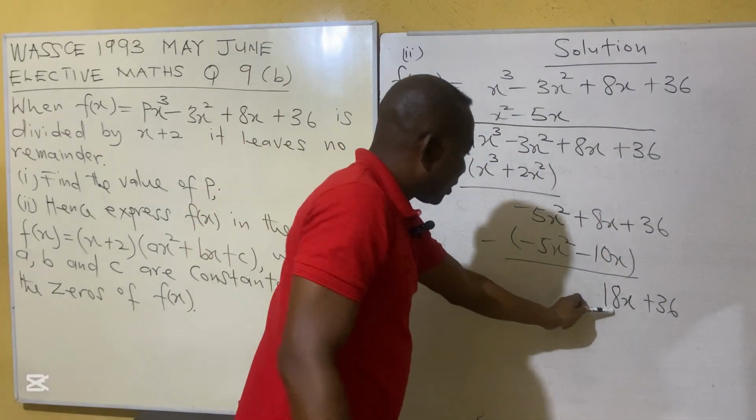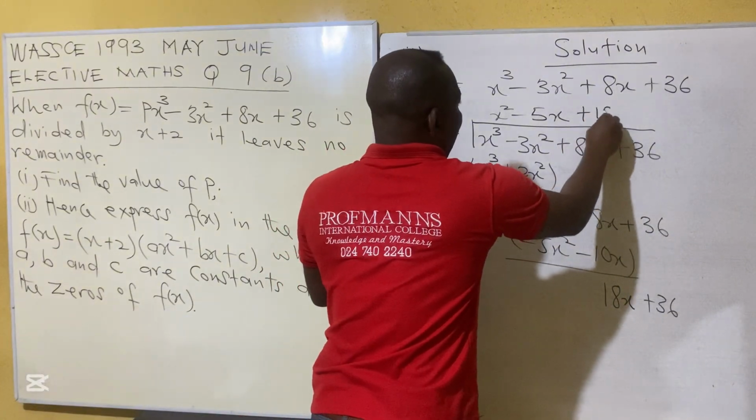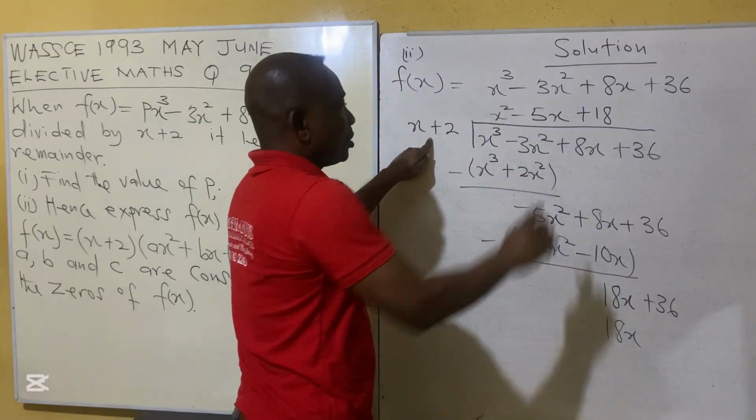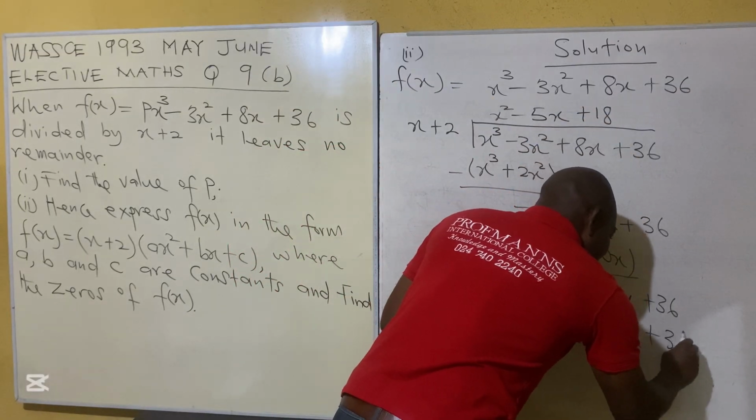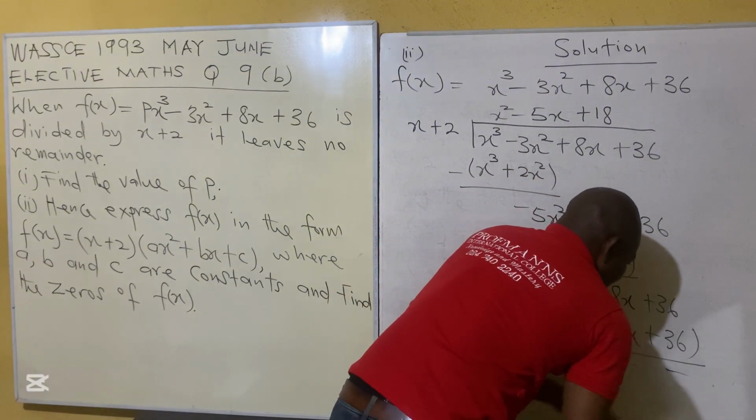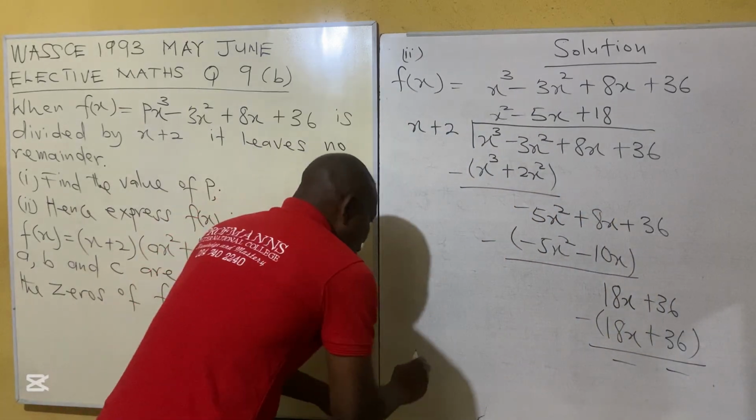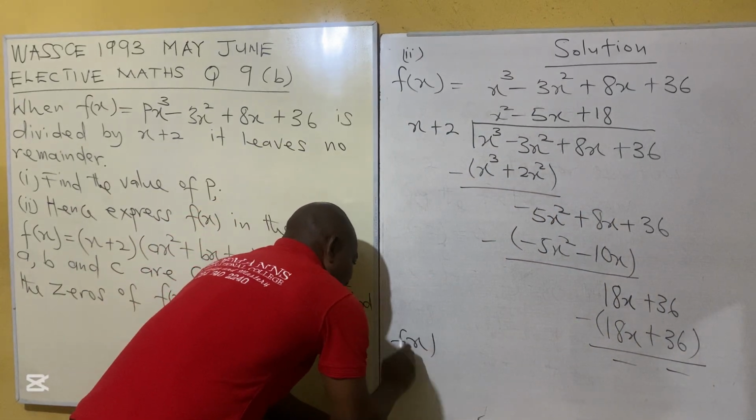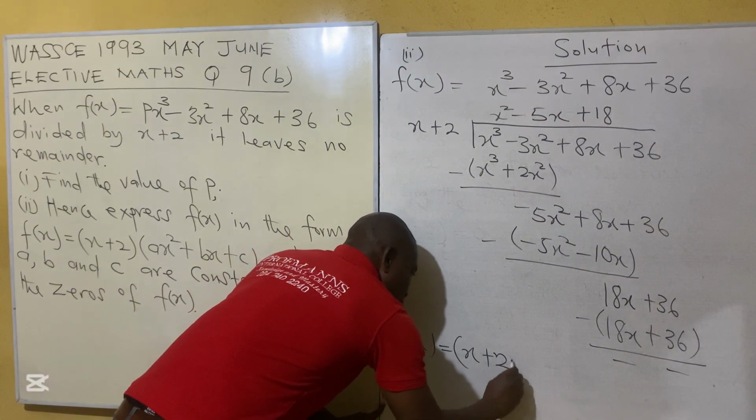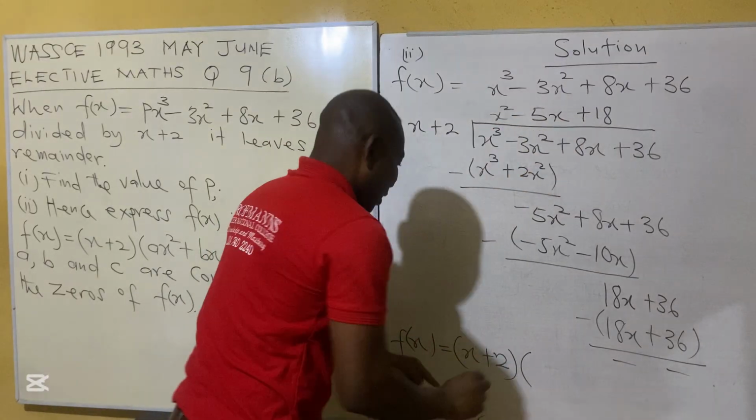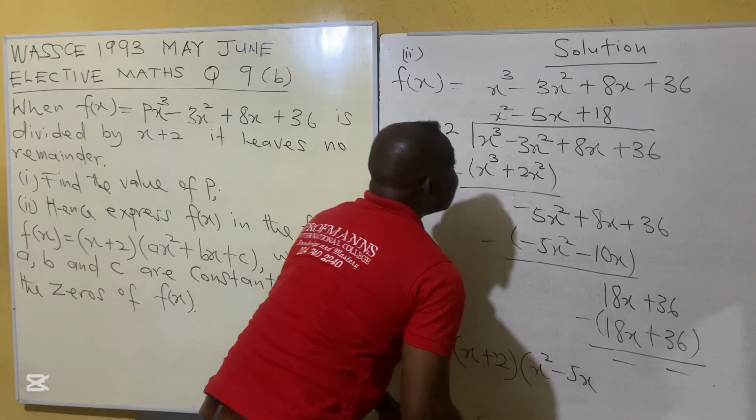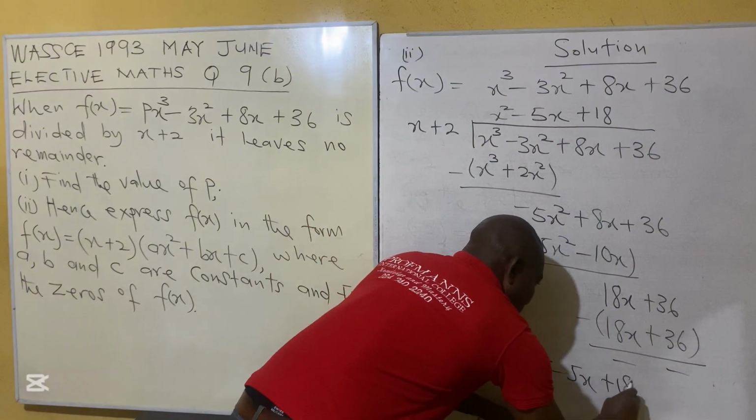Now, x goes into this plus 18. X times 18 gives us 18x. 2 times that will give us plus 36. We subtract again. This gives us 0. So from here, we have f of x is equal to x plus 2, then into the other factor, which is x squared minus 5x plus 18.